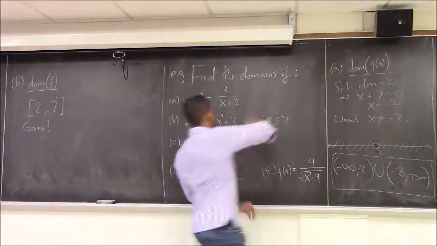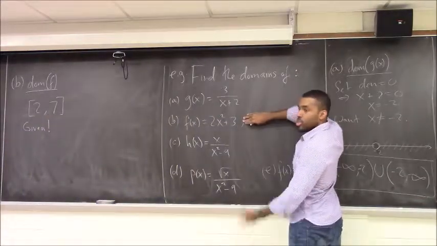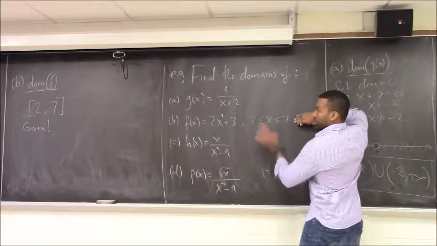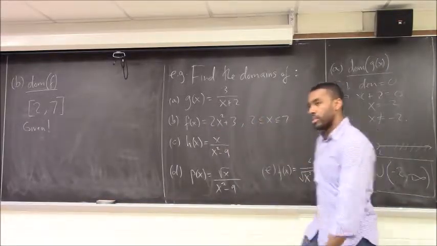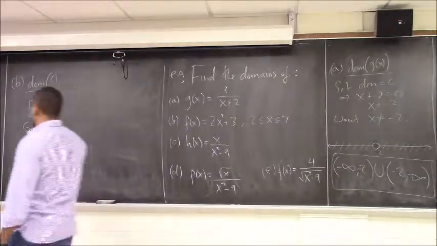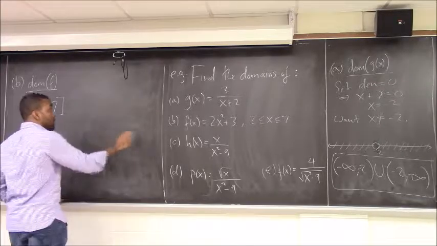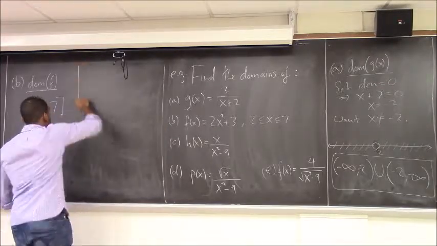By itself, this, if not included, works for all real numbers because this is a polynomial. However, I told you that this only works between 2 and 7, and outside of that we don't know. So 2 is included, 7 is included, and everything in between, but otherwise it's undefined. I never told you what the other part was.